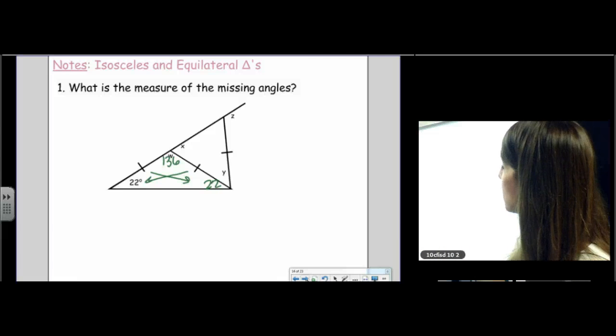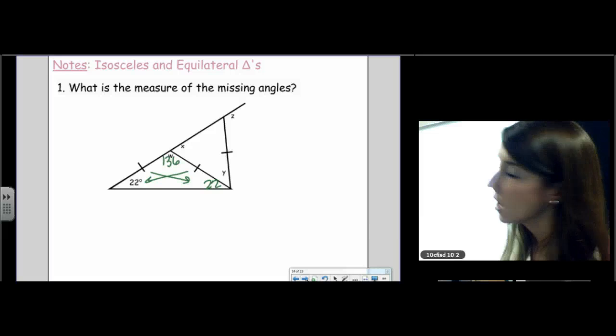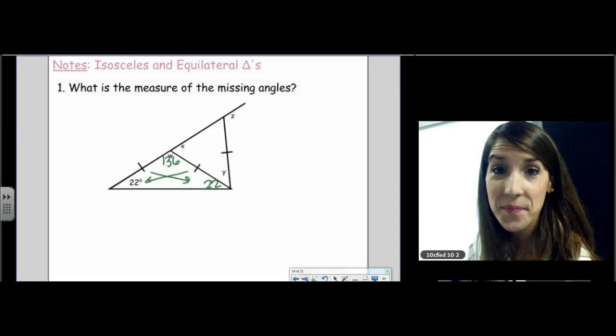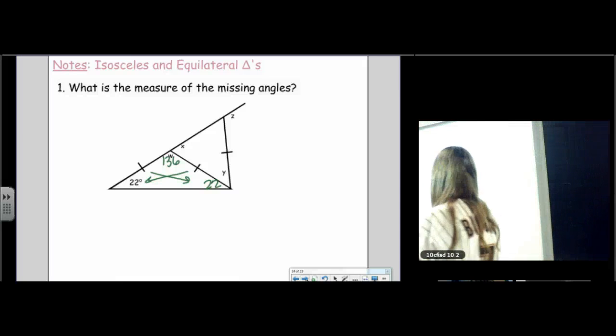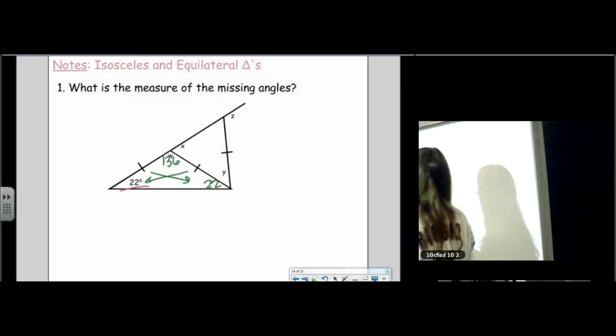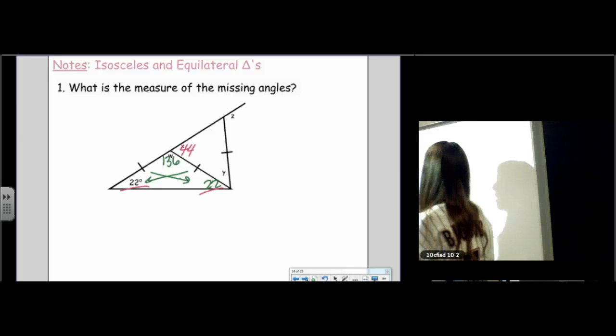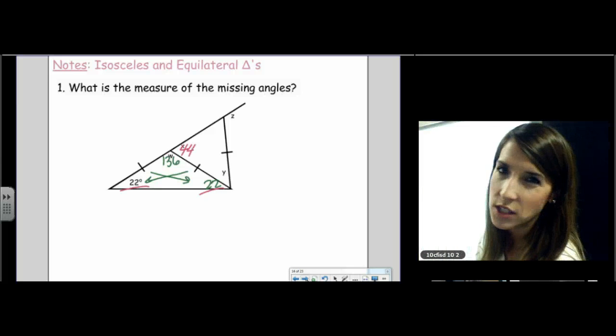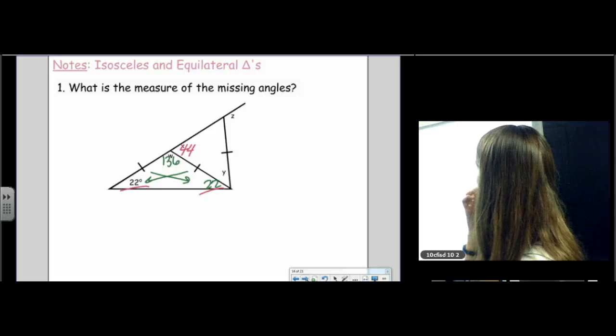To get x, you can find the linear pair of 136, or you could use our, remember our exterior angle theorem? The remote interior angles add up to the exterior angle. You could do that as well. Or you could just do 180 minus 136.